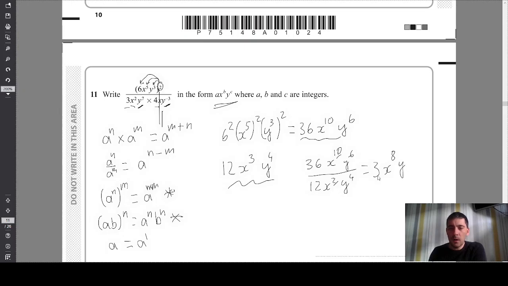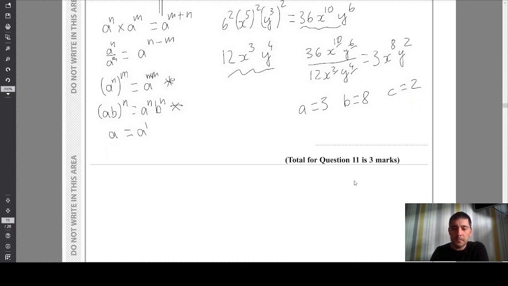Last bit, y, and again we get 6 take away 4, so subtract those. So 6 minus 4 equals 2, and that's the answer. So now we've got all the integers. A is 3, and B is again an integer, which is 8, and last bit C is the integer of y index, which is 2. So that would bring you plenty of marks. Let's check. So it's 3 marks again.